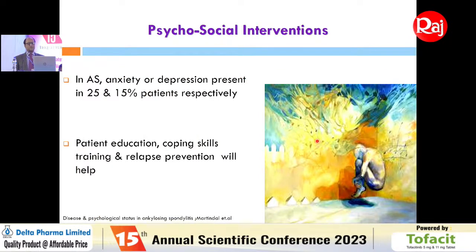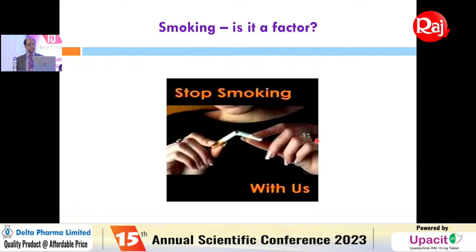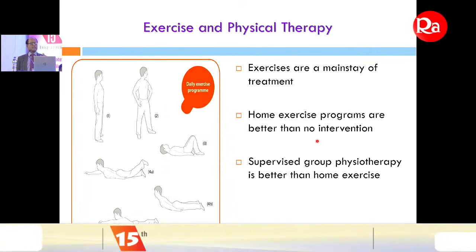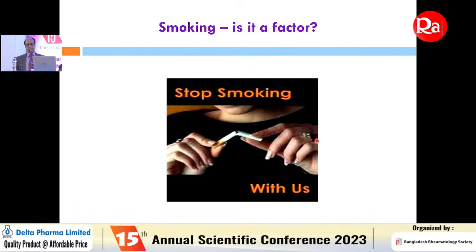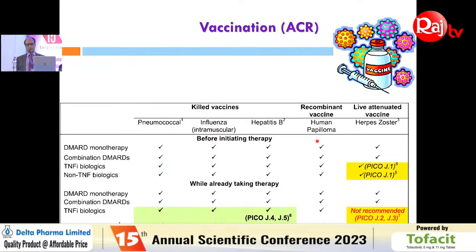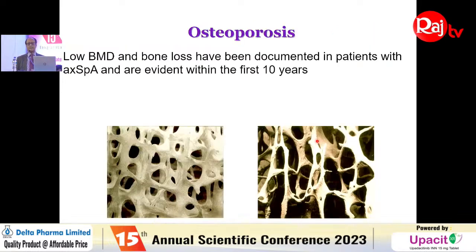Psychosocial intervention is very important. It's a famous painting on depression, and in one study they found that in ankylosing spondylitis, anxiety or depression is present in 25 and 15% of patients respectively. Exercise and physical therapy have got paramount importance, and we must not ignore it. And is smoking a factor? Yes, the studies reveal that it causes progression of the structural damage. So we must ask our patient to stop smoking. And then vaccination. Vaccination is very important, and in the rheumatoid arthritis session, we came to know, especially, pneumococcal vaccination and influenza vaccination.